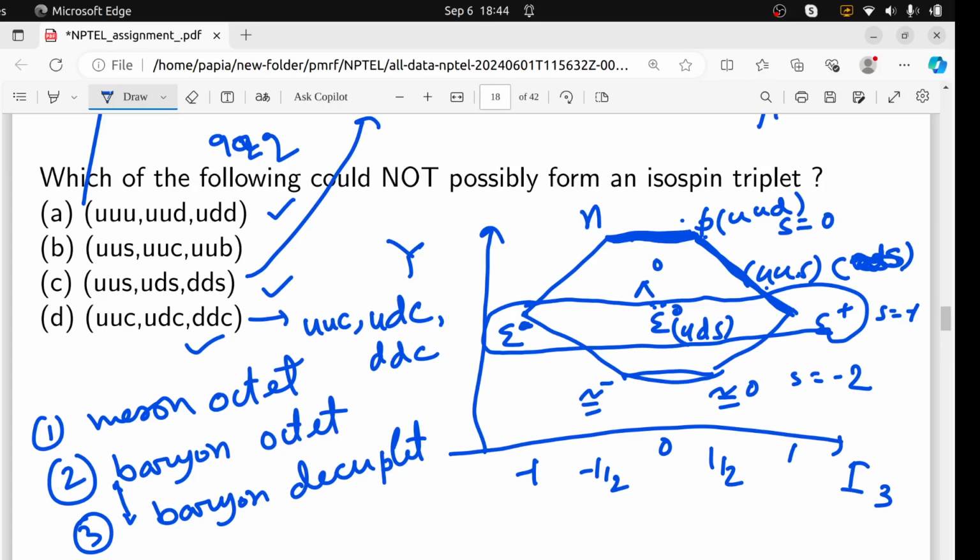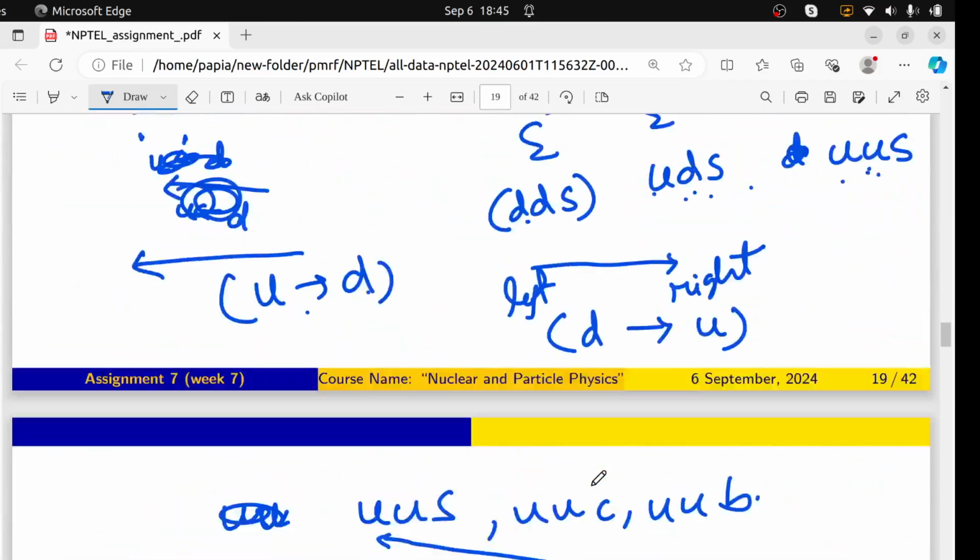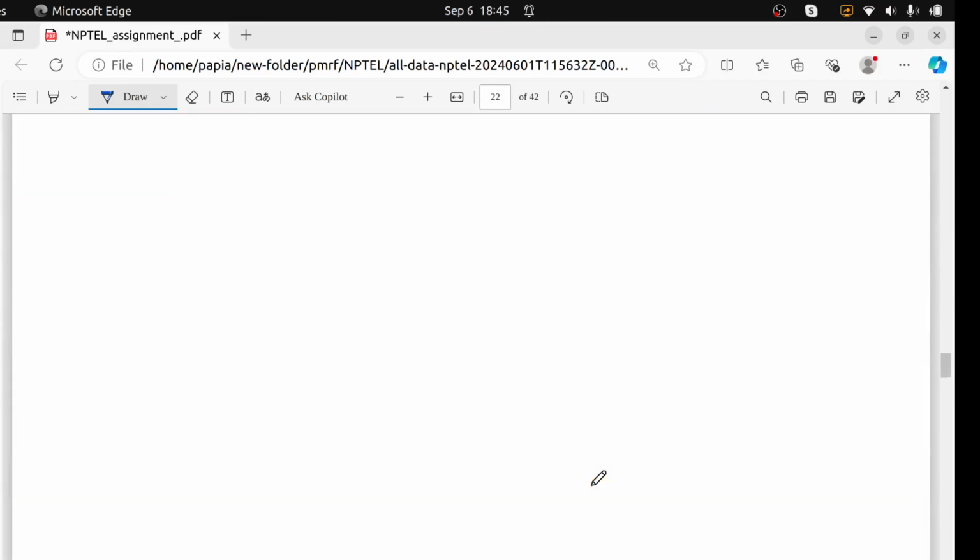So what I am telling you is that if we look for an isospin triplet, doublet, quadruplet or singlet, we have to check the same parallel line of I3, and here the change is only U to D or D to U. There is no change like U to S or U to C or U to B. So option B will be the correct one. Which of the following could not possibly form an isospin triplet? Okay, maybe I explained a little elaborately, but it will be helpful. If you have any doubt, you can ask me.